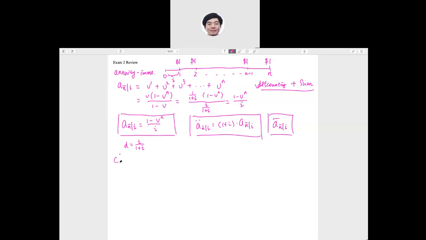Okay. Then let's do Chapter 3. The first one is 3.1. We do a standard increasing. Okay. So it's a standard increasing annuity. So let me draw the.